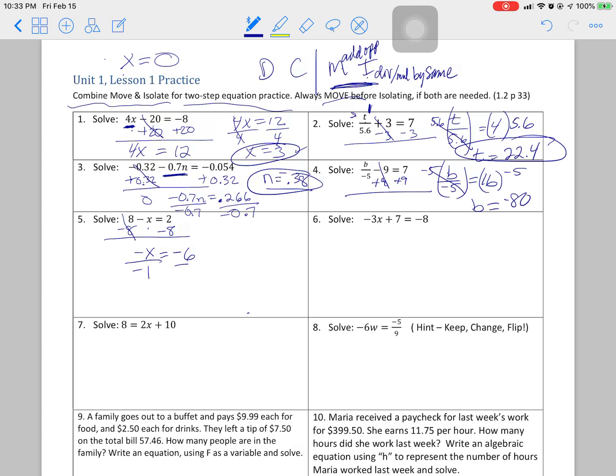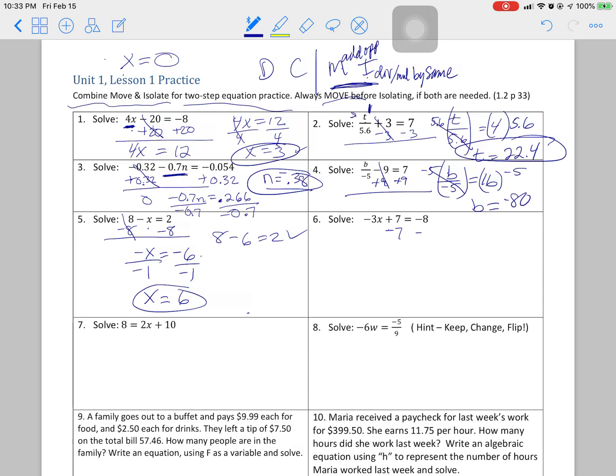I know this looks a little funny, but don't forget to do this step. Negative 1 divided by negative 1 is a positive 1. Negative 6 divided by a negative 1 is a positive 6. All right, so put that back up here. 8 minus 6 equals 2. We're good.